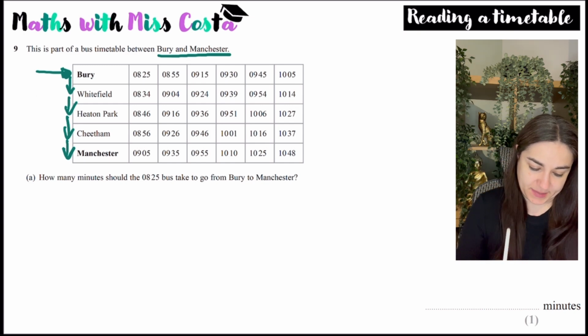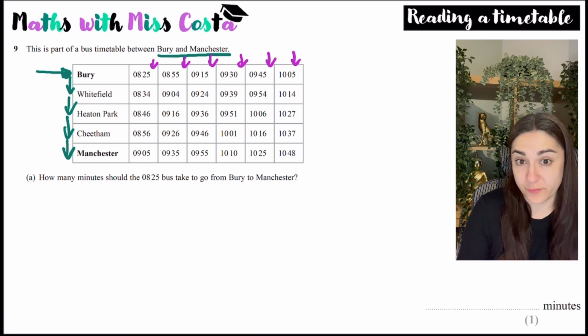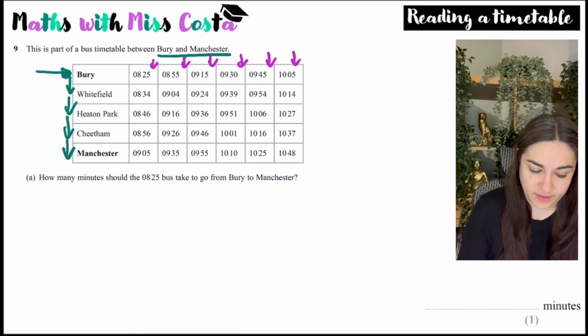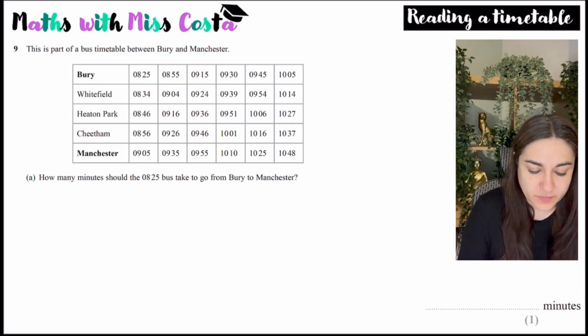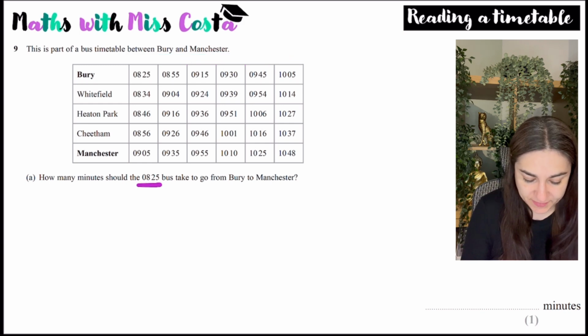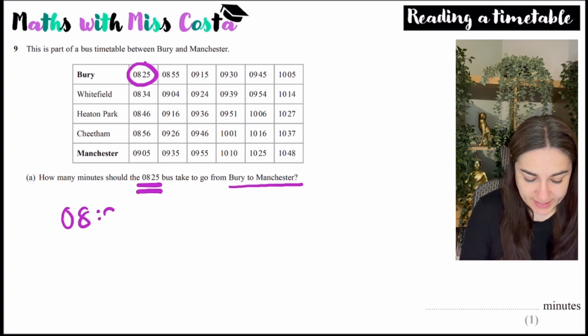So it's telling me that the buses leave at 8:25, 8:55, 9:15, 9:30, 9:45 and 10:05 from Bury. And then the other times are just when they arrive at each other place. So the question is saying how many minutes should the 8:25 bus, so this one, take to go from Bury to Manchester? So it leaves at 8:25 and it arrives at 9:05.